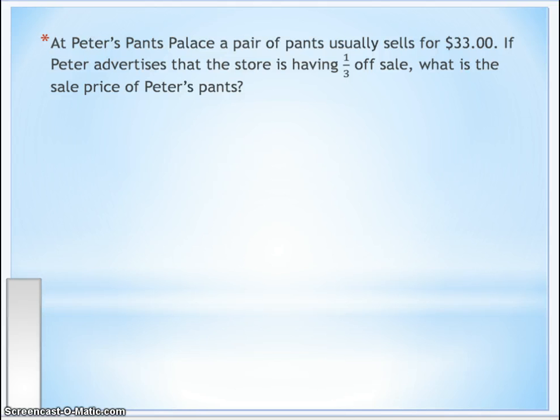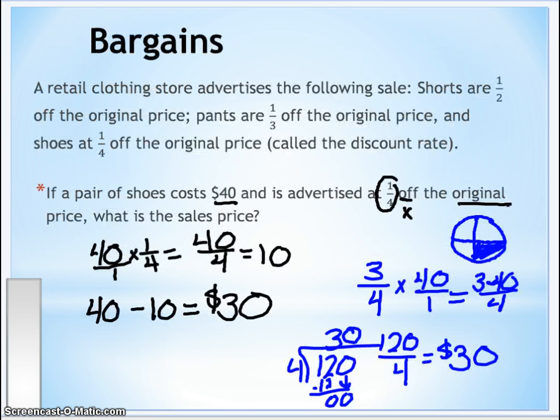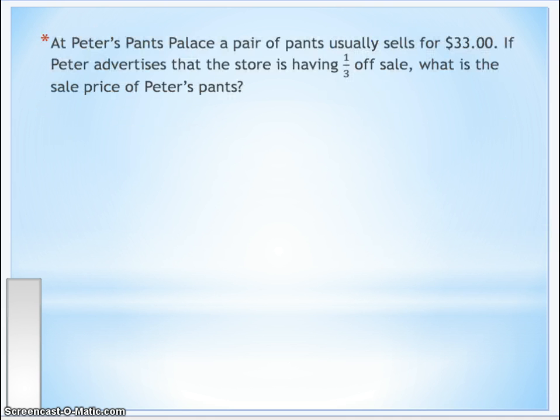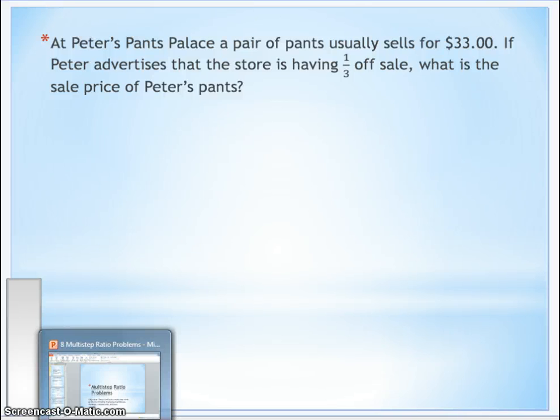So at Peter's Pants Palace, a pair of pants usually sells for $33. If Peter advertises that the store is having 1/3 off sale, what is the sale price of Peter's pants? Go ahead and try solving this out. Go back to the Bergen one. There's 2 ways I showed you. Try using your equations from this one. You had to have come up with 2 of them. Try them and see. I want you to show all of your work on this, show what your answer is, and bring it into class. You will compare these in class.